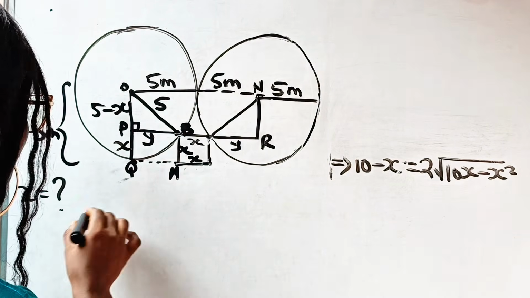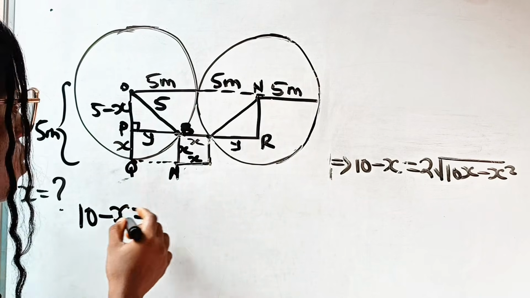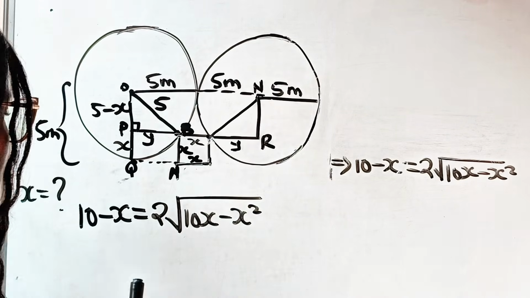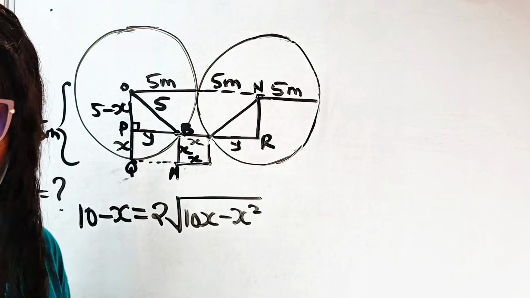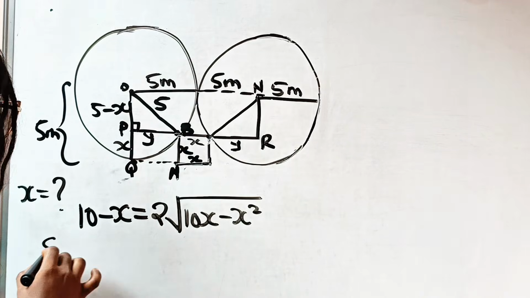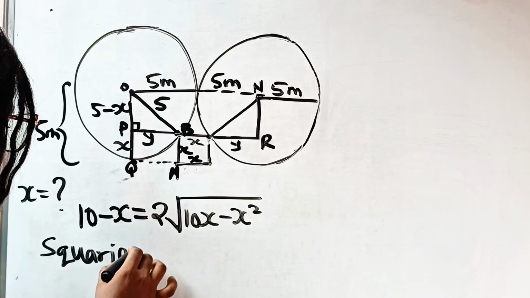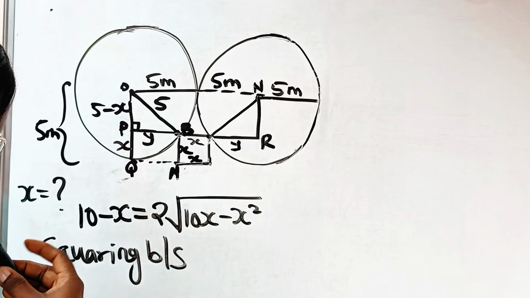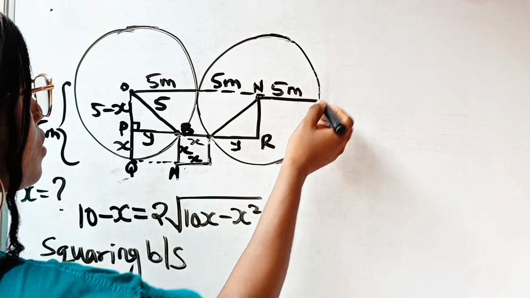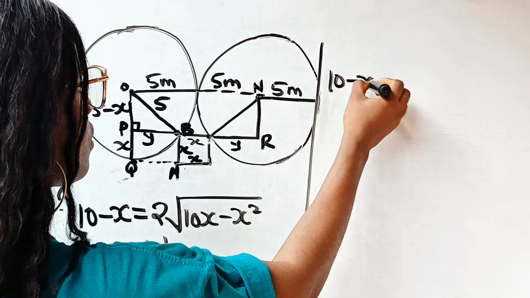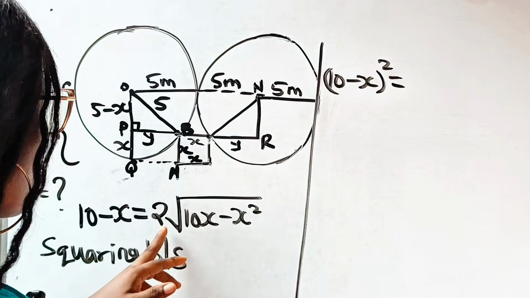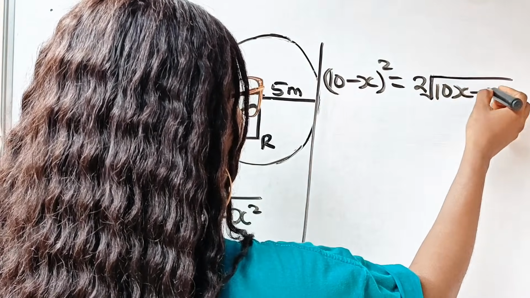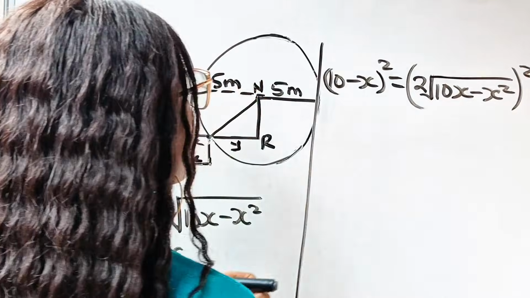Now let me rewrite this. This is what we have, that 10 minus x is equal to 2 root 10x minus x squared. Okay, now let us square both sides. Now squaring both sides, we are going to have 10 minus x squared is equal to 2 root 10x minus x squared, all squared.